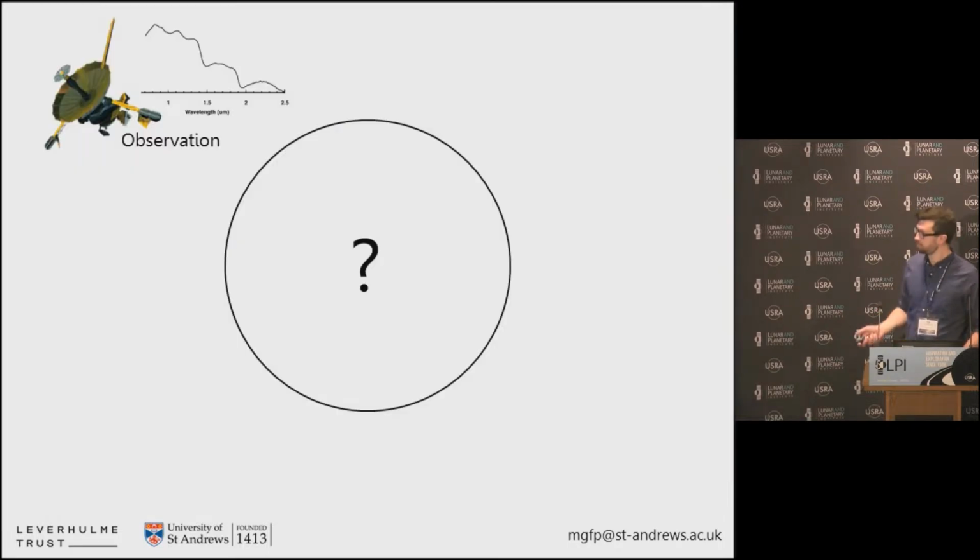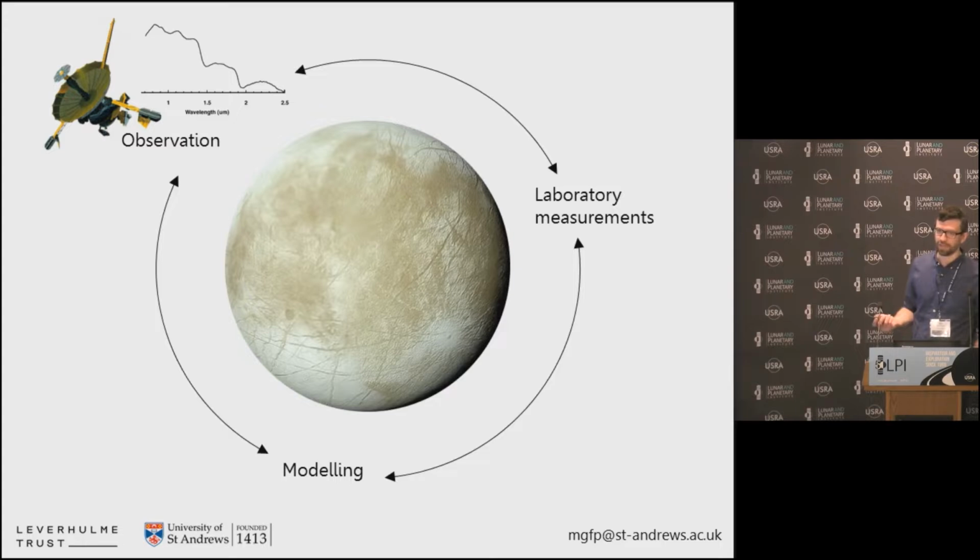So the way that robotic exploration works is we have a body of interest that we're trying to learn about. We have a spacecraft that returns some data. This data is essentially meaningless without the context provided by lab experiments, lab measurements, and modeling. And it's this integrated feedback conversation that we've been talking about all week. That's what allows us to then understand, or at least begin to understand, our body of interest.